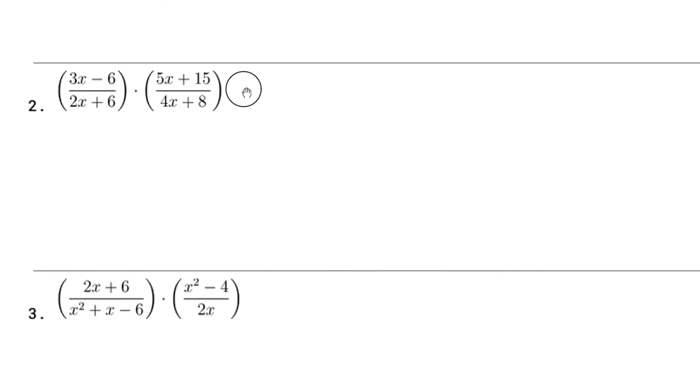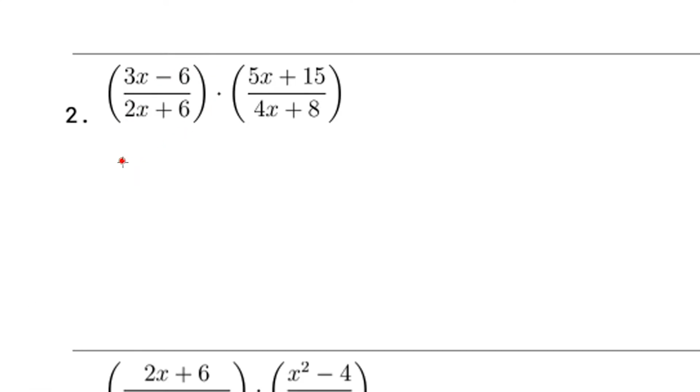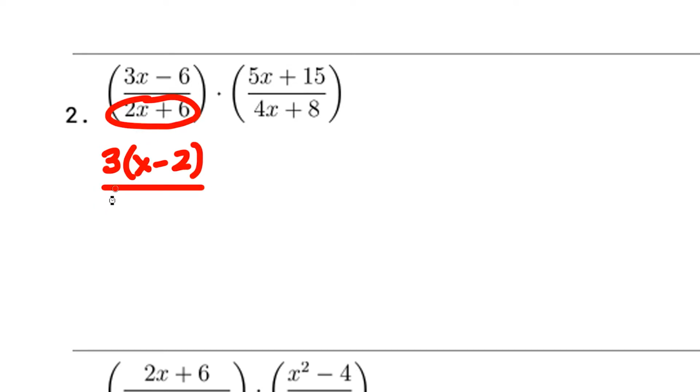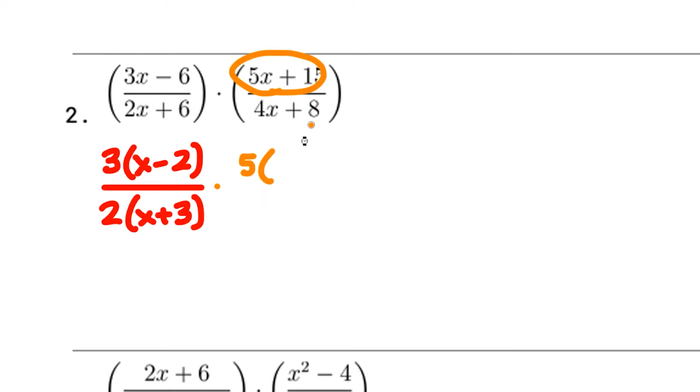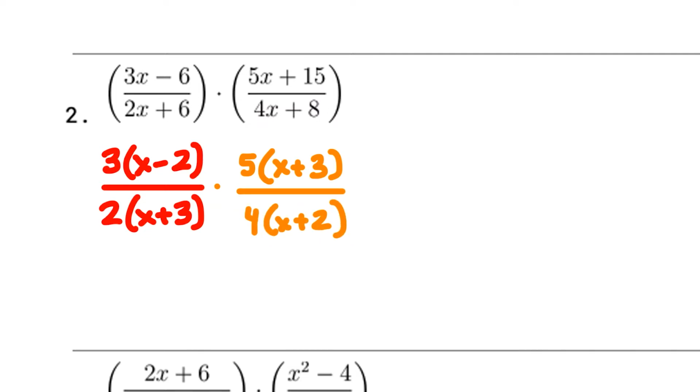Okay, number 2. So first thing I'm going to do here is factor everything. So you can factor out a 3 from this 3x minus 6 right here, and you get 3 times the quantity x minus 2. And then I'm going to factor a 2 out of this right here, so you end up with 2 times the quantity x plus 3. And then up here, I'm going to factor a 5 out of this 5x plus 15, and you get x plus 3. And then I'm going to factor a 4 out of this right here, to get 4 times the quantity x plus 2, like so.